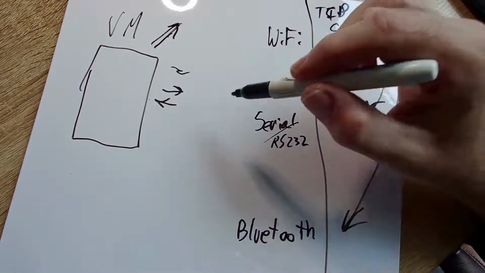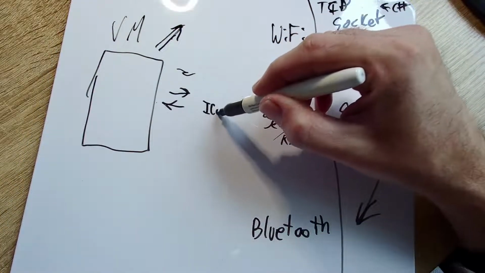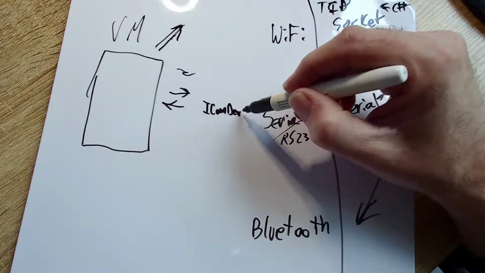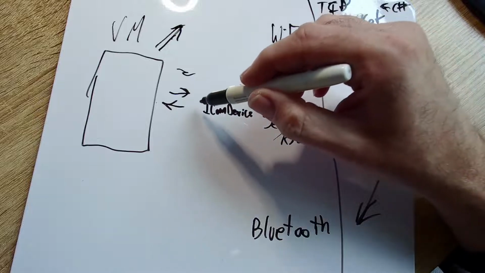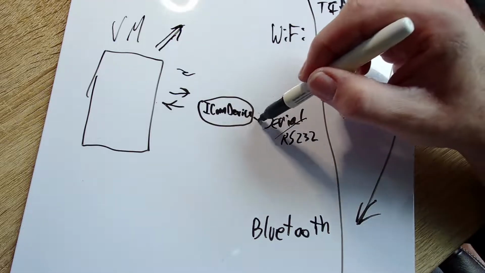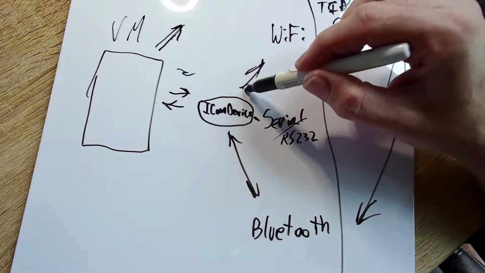So how do we do this? Again, we do this by creating an interface that I'm shortening to ICom device. It's communication device, right? So this is the thing. The ICom device is what these guys have to know, what this guy has to know. This is the central thing.